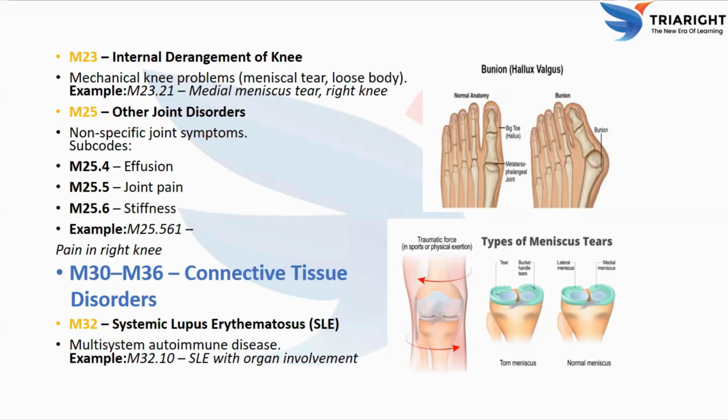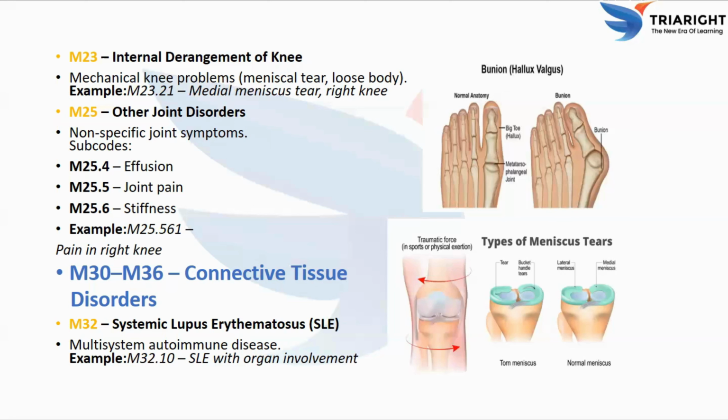So what is the example of the medial meniscus tear? M23.21. So you have to assign the code M23.21 whenever a medial meniscus tear of the right knee is diagnosed within the patient record. On the right side of your slide, you can see a normal meniscus versus the torn meniscus, and you can also see the bucket handle tear and the radial tear.